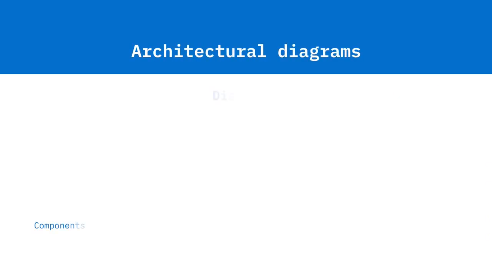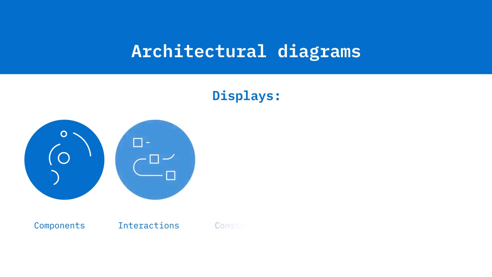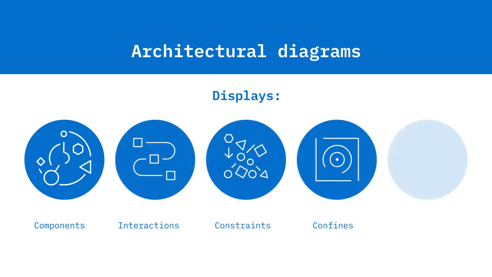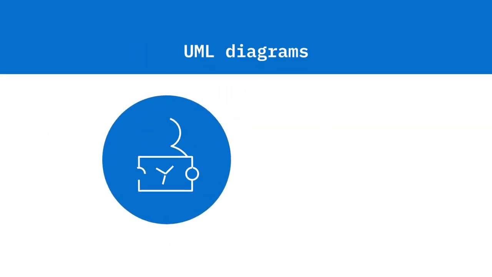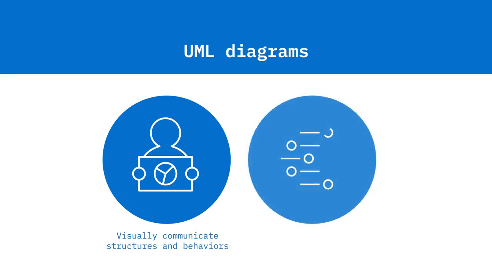The architectural diagram displays components, their interactions, their constraints, and their confines. It displays the architectural patterns used in the design. Architectural patterns are general, reusable solutions to commonly occurring problems and will be discussed in more detail in an upcoming video. UML diagrams are diagrams that communicate structure and behavior using common programming language agnostic notation. UML diagrams will also be discussed in more detail in another video.